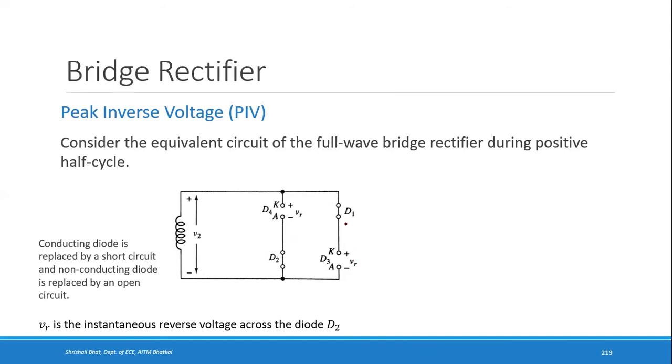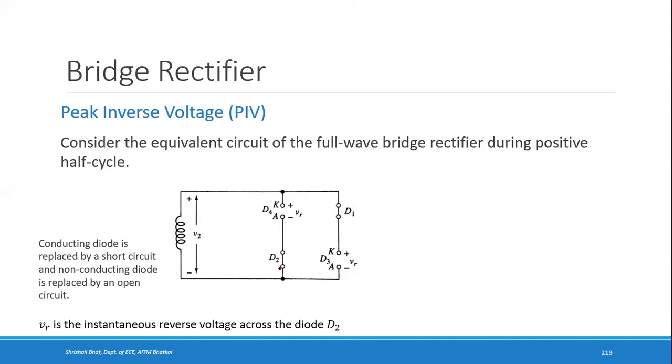During the positive half cycle, diodes D1 and D2 are forward biased, so we can replace them with a short circuit. Whereas D3 and D4 are reverse biased, so we can replace them with an open circuit. Since they are reverse biased, they will have a reverse voltage VR across them. And if you compare, the voltage applied from here to here is V2. That same V2 is appearing across this VR and this VR. They are the same, right? So VR will be equal to V2.